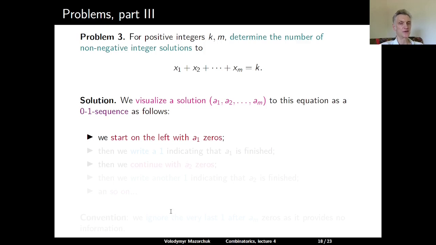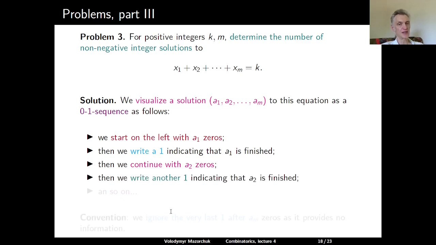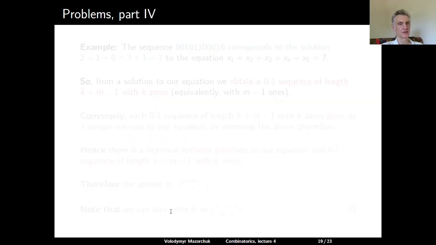We start on the left with a1 zeros. Then we write a 1, indicating that a1 is now finished. Then we continue after this 1 with a2 zeros. Then we write another 1, indicating that a2 is finished, and so on. As a general convention, we ignore the very last 1 after am because it doesn't provide any additional information. So we have k zeros and m minus 1 ones.